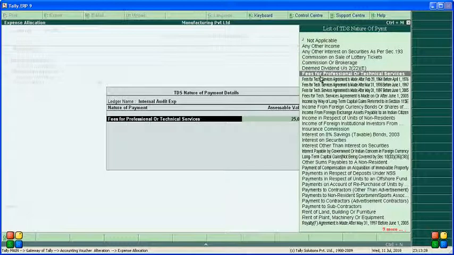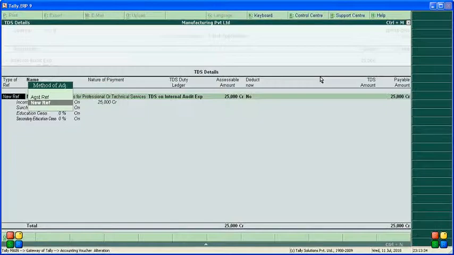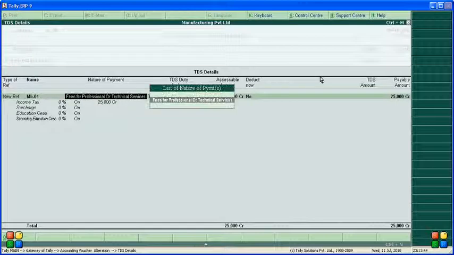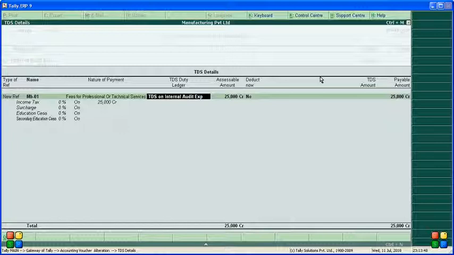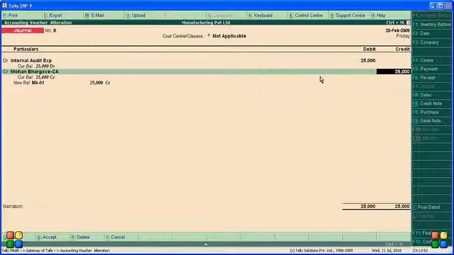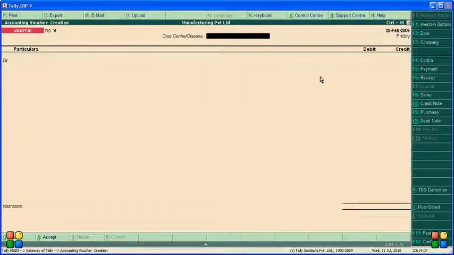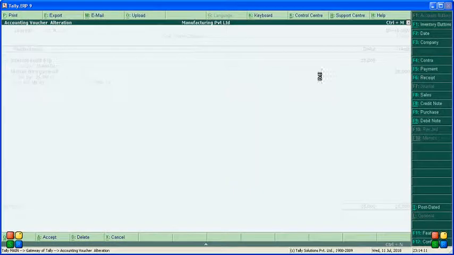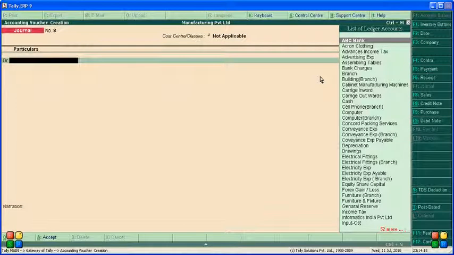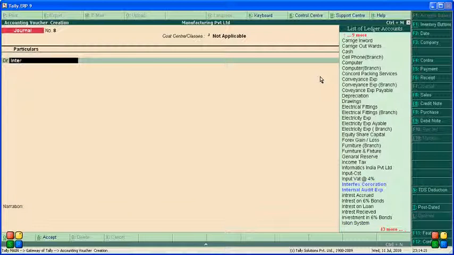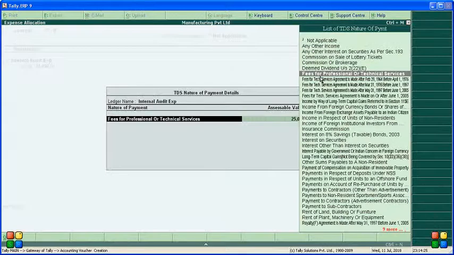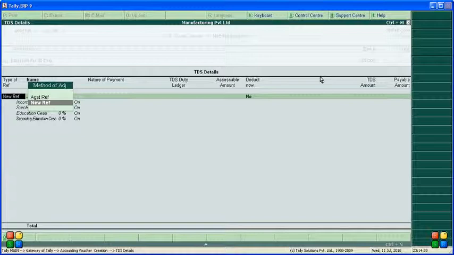Let's do it together. Fees for professional technical expenses 25,000. Let's continue in one voucher only, two entries directly. New ref, it's MB general. Fees for professional or technical services, yes. TDS on internal audit expenses, yes. Duty 25,000. Wait a second. Let's do one thing. Again we are going to prepare this internal audit expenses, 25,000, fees for professional or technical services. Then Mohan Bhargav, new ref, general 8.